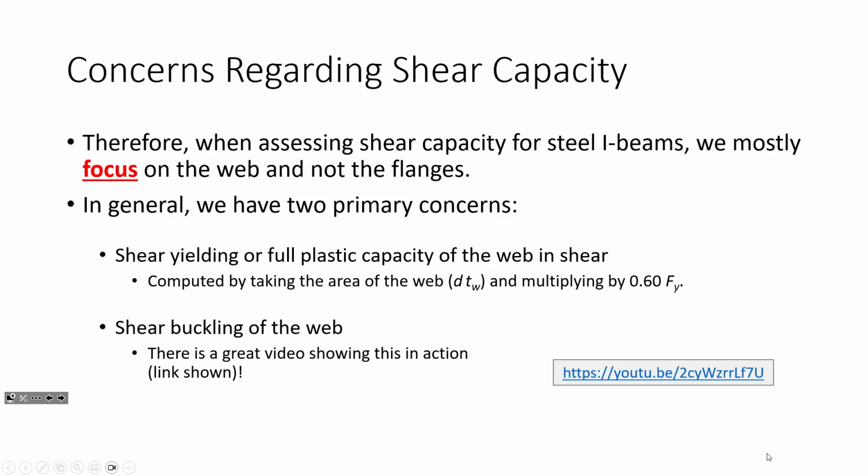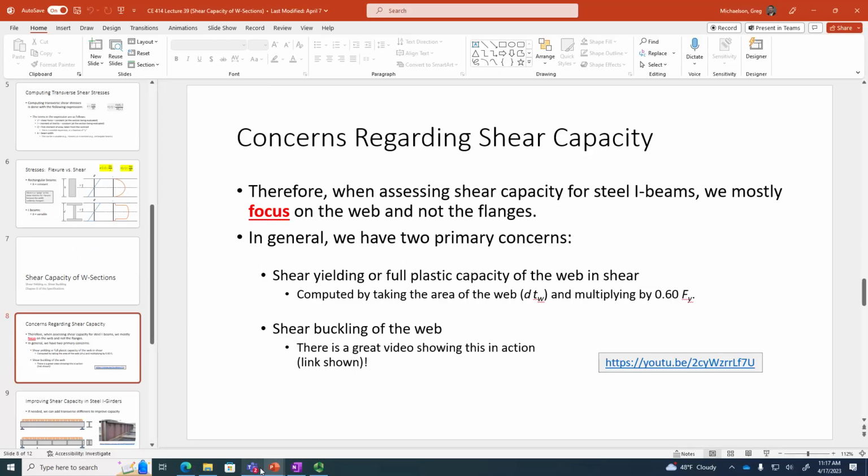The other thing that can happen is shear buckling. Let me see if I can pull up this shear buckling video, because I think it shows it a lot better than I could ever fully describe it.